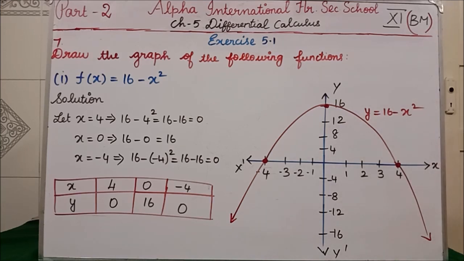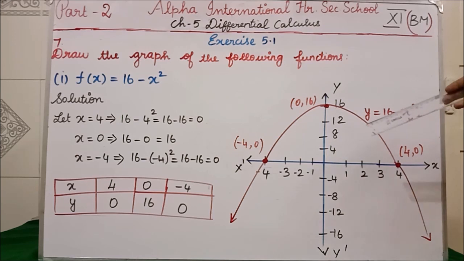If you need, I can write the values in brackets also. Now I will write. See, I have made the points here. Here is 4, 0 and here is 0, 16 and there we have minus 4, 0. It is enough if you find 3 values. Clear? Now if you join the dots, we are getting a curve, a downward curve. We'll say it as a parabola. Clear? This is a parabola.